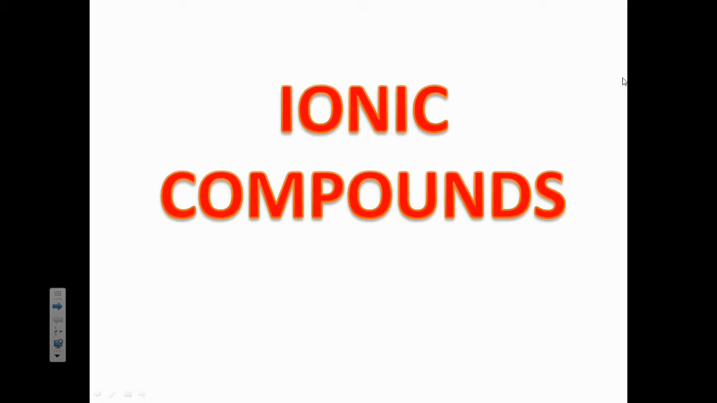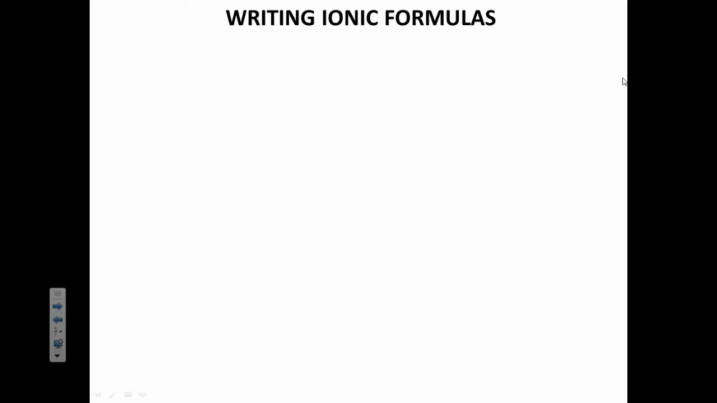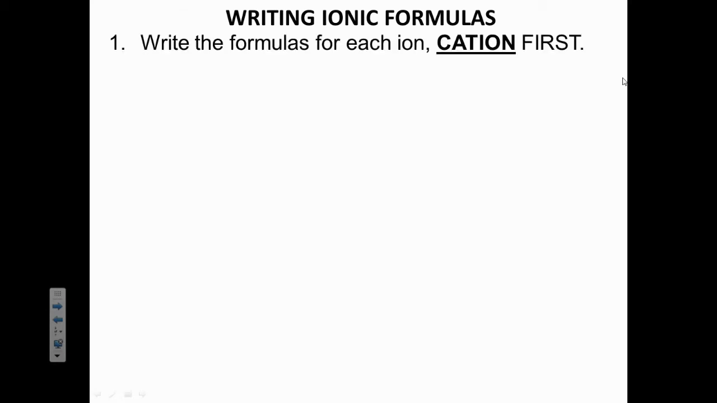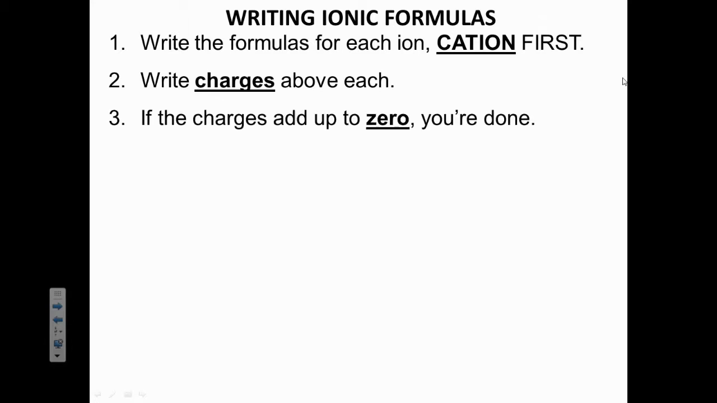All right, next we're going to be talking about ionic compounds and how to name and write them. First, let's tackle how to write them. You always write the cation first, the one with the positive charge. Then, to use the crisscross method, you write the charges above each of the atoms. If the charges add up to 0, you're done.